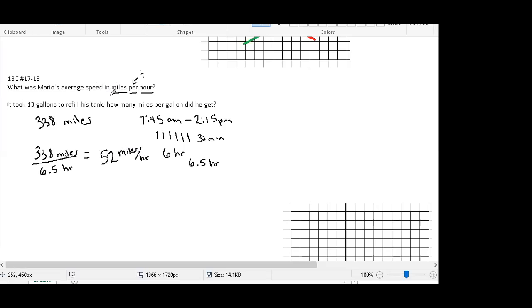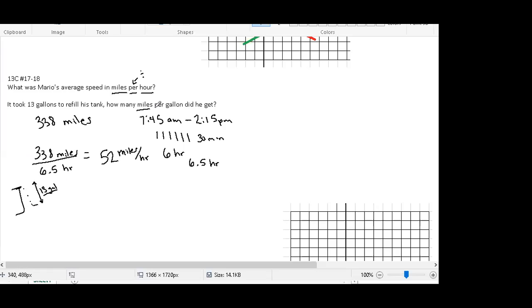And then it says when he left, he had a full tank of gas. At the end of the day, it took 13 gallons to refill his tank. How many miles per gallon did he get? Okay, so first we have to determine how many gallons he used. It said at the beginning that he had a 16-gallon tank, but that's really not what we care about. If it starts at full and it goes down, and at the end of the day he has to put 13 gallons in to refill it, then it doesn't matter what was still left at the end. He used 13 gallons for the day.